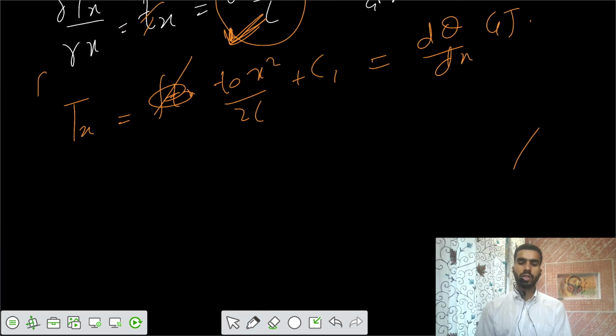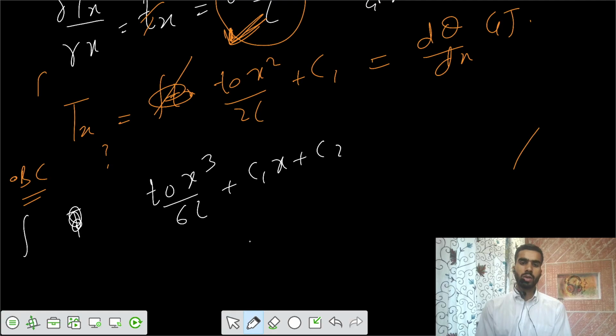I got the equation in terms of torque, and I don't know the value of torque. I don't know the boundary conditions, what the torque is at A and B. But I know theta. So if I convert that in terms of theta, I have to integrate it once more. That means T0 x cubed by 6L plus C1 x plus C2, that is some value of theta GJ.